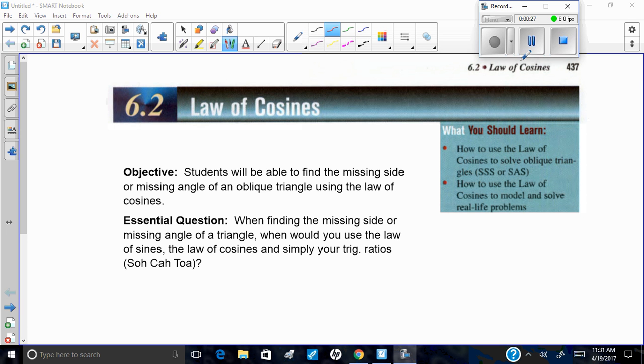Now, we've already talked about the law of sines, and we found sides and angles using trig ratios. So our central question and this overall theme when solving triangles is essentially, when would I use the law of sines? When do I use the law of cosines? And when do I simply just use the trig ratios? So be thinking about that as we go through our lesson.